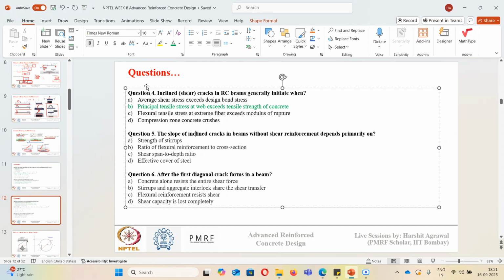We will understand shortly what we mean by principal tensile stress. When this stress exceeds the tensile strength of concrete, cracking happens. We know one basic theory: when the stress is more than the strength, then the cracking will happen. Now, what is the meaning of principal tensile stress? It basically means the maximum stress at a particular location.